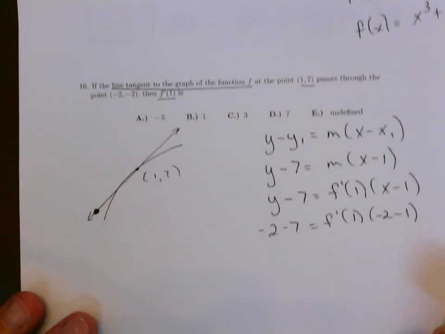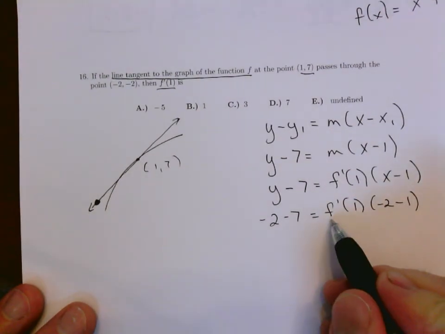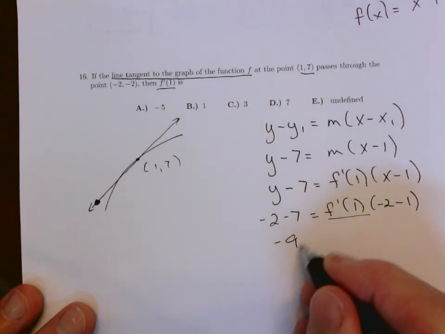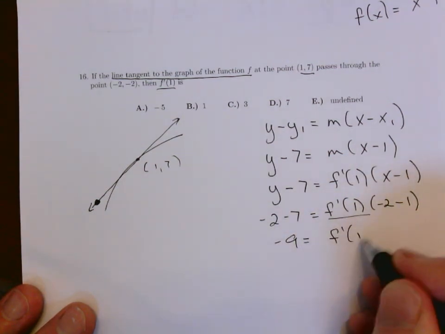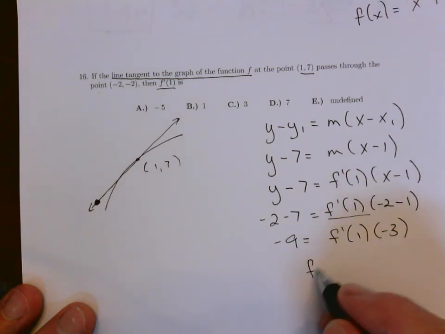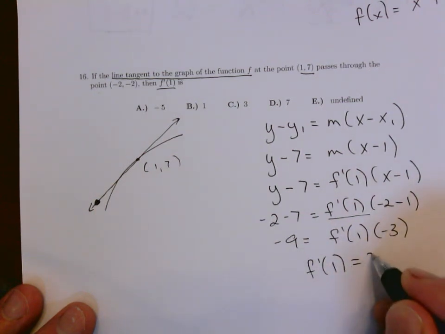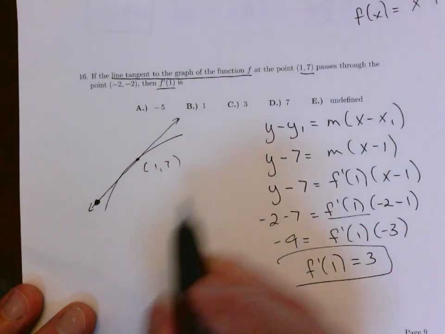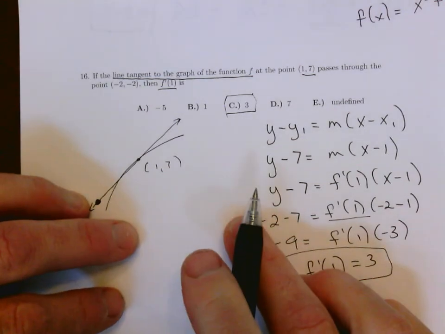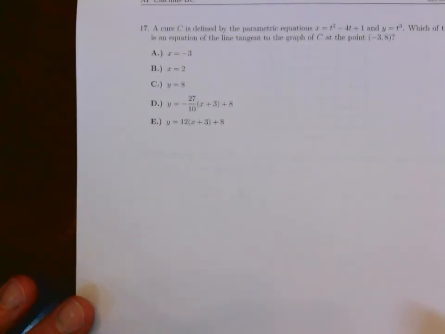And this is really neat, because what we're trying to solve for is this, and everything else is just a number. So I have -9 is equal to the derivative evaluated at 1 times -3. Dividing through, the derivative evaluated at 1 is equal to 3. So the answer is C. Okay, next question. Okay, so number 17.